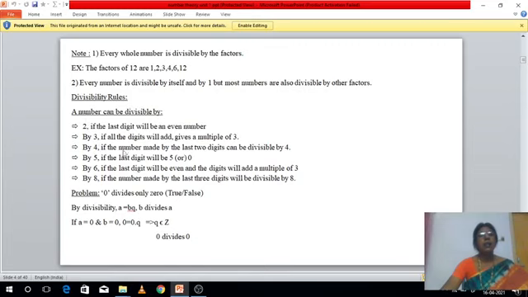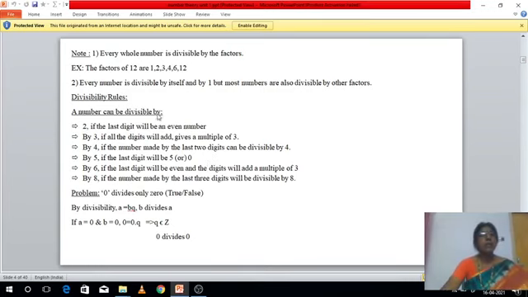A number is divisible by 4 if the number made by its last 2 digits is divisible by 4. Suppose we are given a number with 10 digits. How can we observe whether it is divisible by 4 or not? Just take the last 2 digits, the right-side digits. If the last 2 digits are divisible by 4, then the total number is divisible by 4.